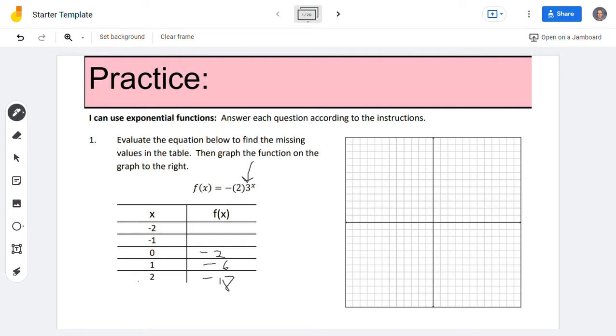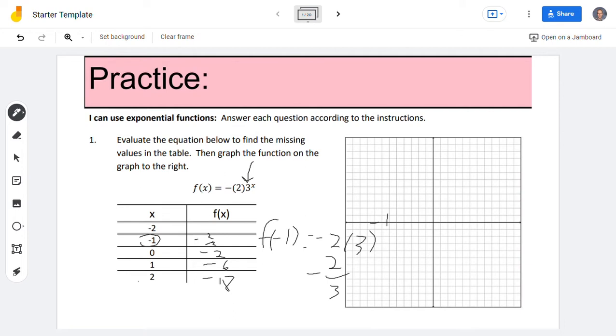And then going the other way with our negative exponents, that negative 1, if we plug this into a calculator, f of negative 1 equals negative 2 times 3 to the power of negative 1. That ends up getting us negative 2/3 because that 3 to the negative 1 ends up going in the denominator. So we get negative 2/3.